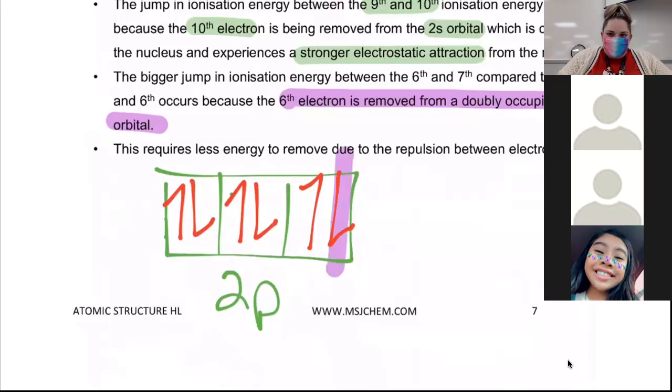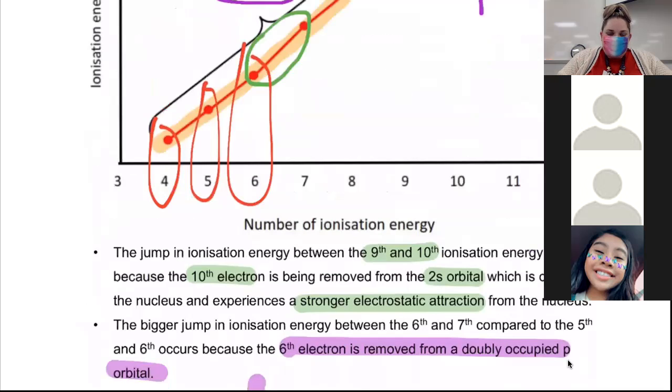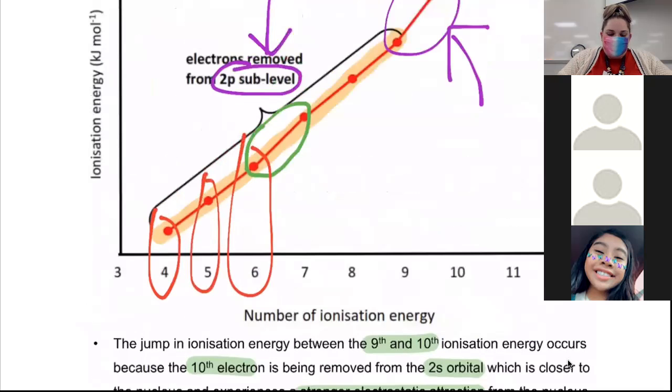That's the 4th one, because remember the first 3 were from the 3rd energy level. So we're looking at just the 2nd energy level. The 4th electron would be that one. Here's the 5th one, and here's the 6th one. So the 4th, 5th, and 6th ones are all pretty much in a row. It's between 6 and 7 where there's a slightly larger jump. And then up here, 7, 8, 9, they're all pretty much in a row.